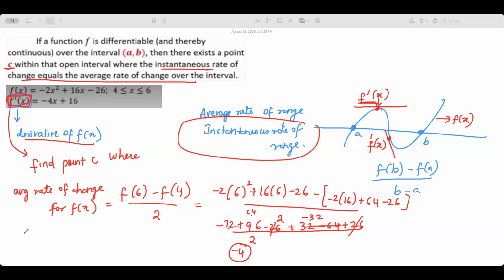Now, if that is equal to the instantaneous rate of change, and the derivative is the instantaneous rate of change, right? So minus 4x plus 16 equals minus 4, right? Minus 4x will be equal to minus 20, so x is equal to 5. So at x equal to 5, in this interval, we would be able to draw a line that's parallel to the secant that connects 4 and 6.